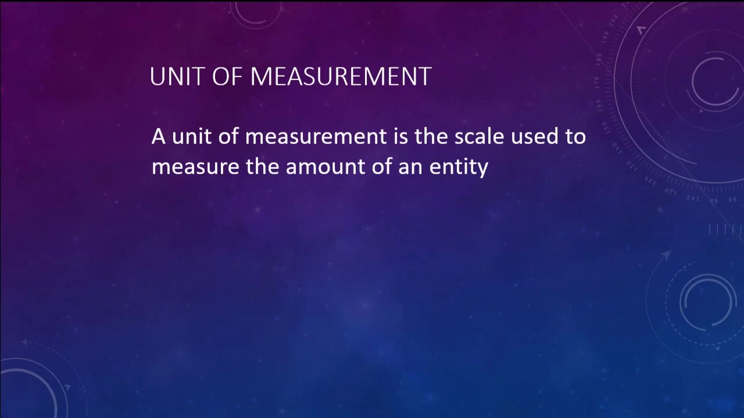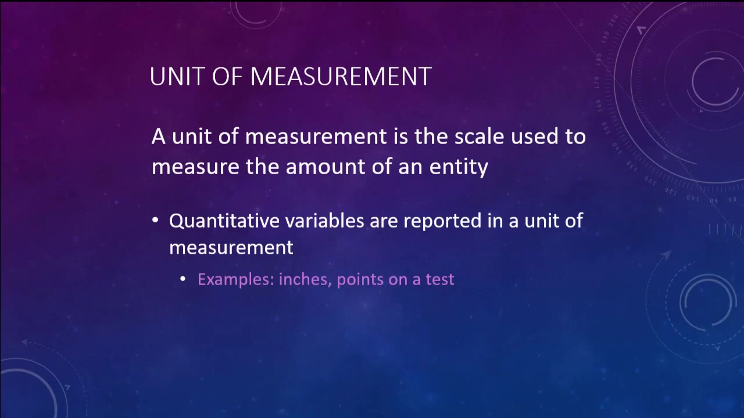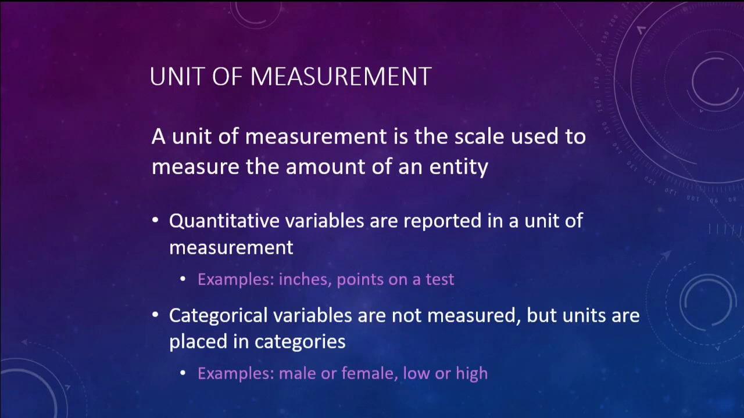The unit of measurement is the scale used to measure. Quantitative variables are reported in a unit of measurement. For example, we could measure length in inches or score as the number of points on a test. With categorical variables, we don't measure. Instead, units are placed into various categories, such as male or female, low or high.